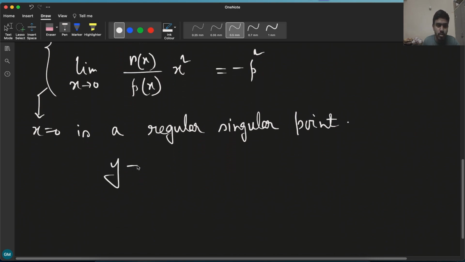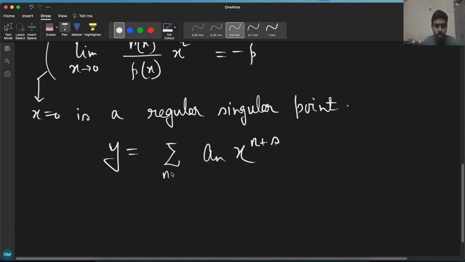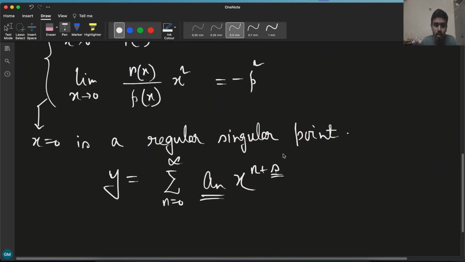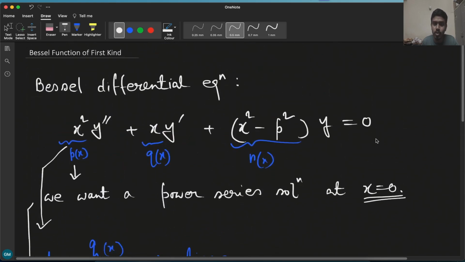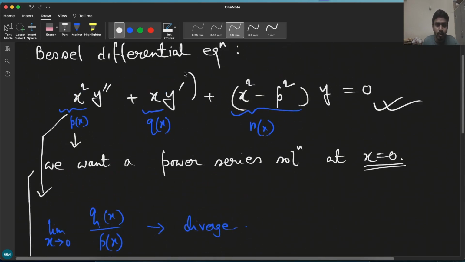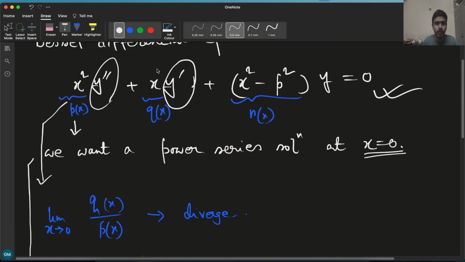And the solution of this Bessel differential equation can be written as sum of a n x to the power n plus s, n equals to 0 to infinity. And now what we need to find out is the values of a n's and this value of s. That's our job. And how we will do that? We will put this expression of y in the differential equation. For that, we need to find out this y dash and y double dash.